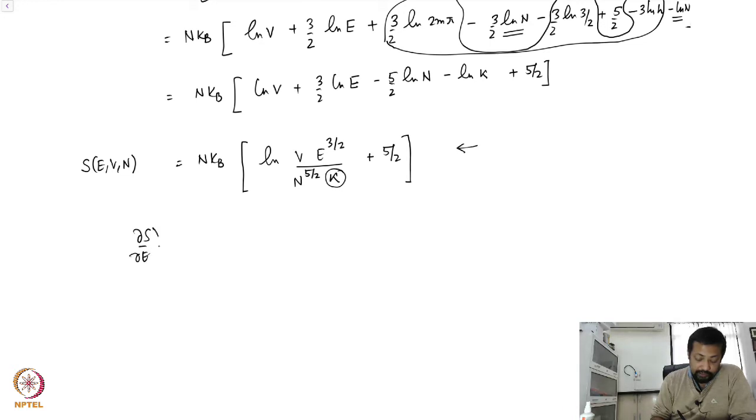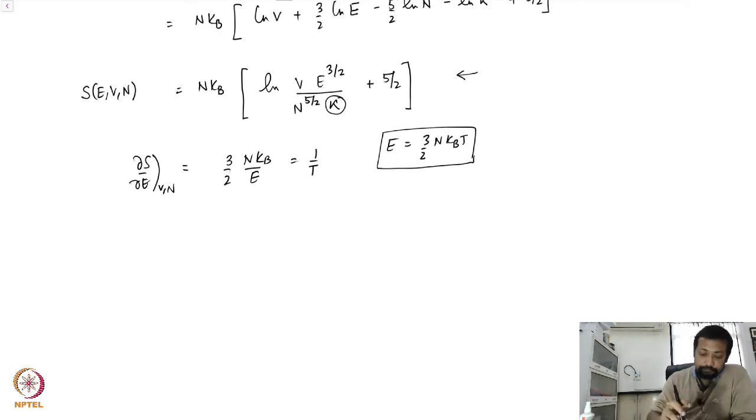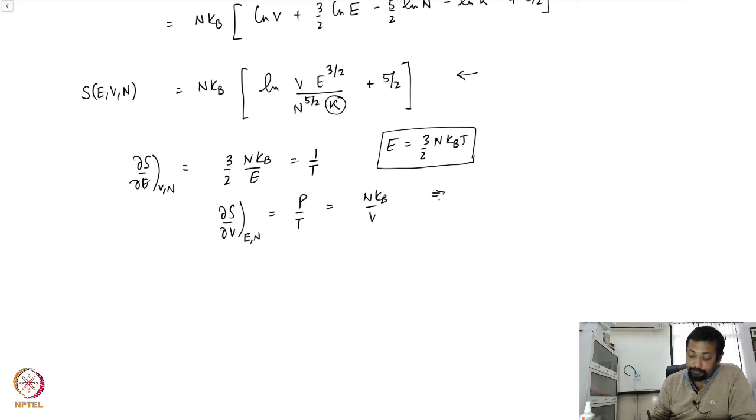So del S by del E, with V and N held constant, is just 3/2 Nk_B by E, and this is equal to 1/T, so that for an ideal gas you have E equal to 3/2 Nk_BT, in accordance with what we did earlier. Second, del S by del V, with E and N held constant, is P by T, which is going to be Nk_B over V, which implies PV is equal to Nk_BT. This is also the equation of state which you are very familiar with.